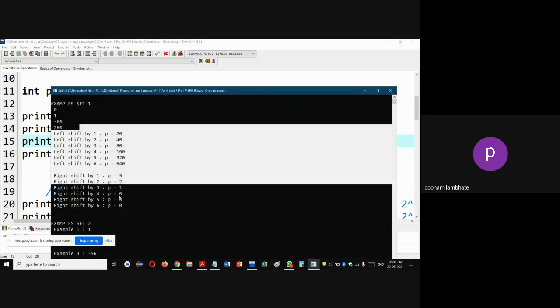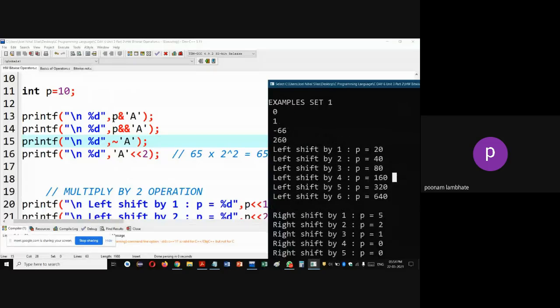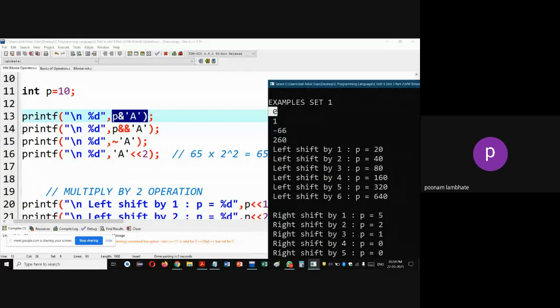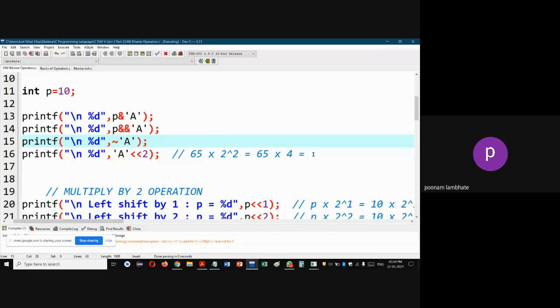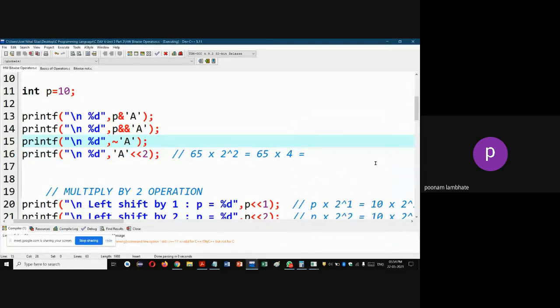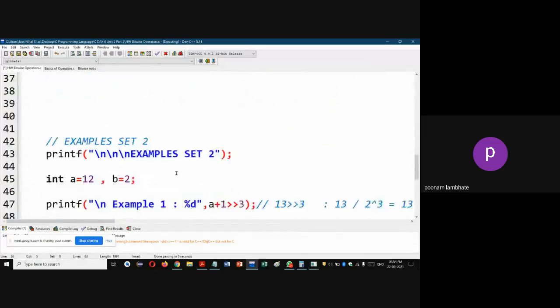Left shifting and right shifting we have already seen. This first one is 0. The second you're getting 1, because in the logical operation both values are true. Then 65 is becoming minus 66, and left shifting 65 into 4 is 260. Okay, let me show you here, 65 into 4 is 260. So we have seen it with characters also.